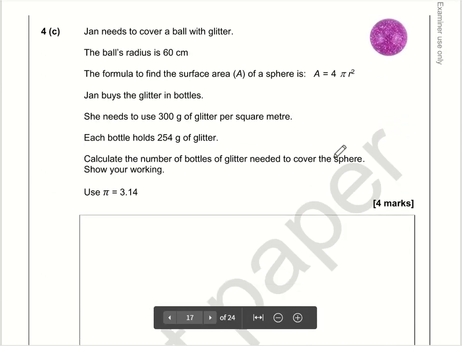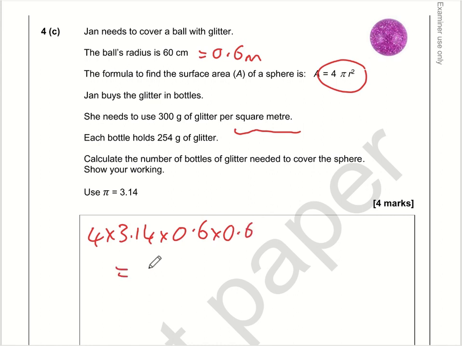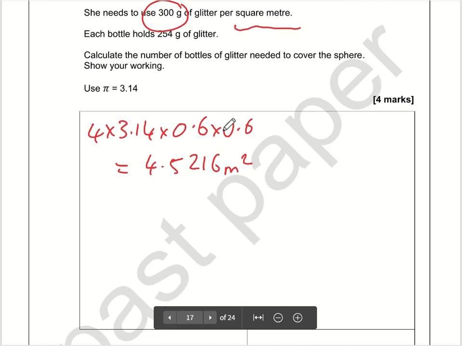Okay, so for this question we know that the surface area is 4 pi r squared, so 4 times pi times the radius. Now since we want the glitter per square meter, I'm going to turn this into meters by dividing by 100. So times 0.6 times 0.6, and that comes to 4.5216 square meters. Now we need 300 grams for every square meter, so we need to multiply this by 4.5.